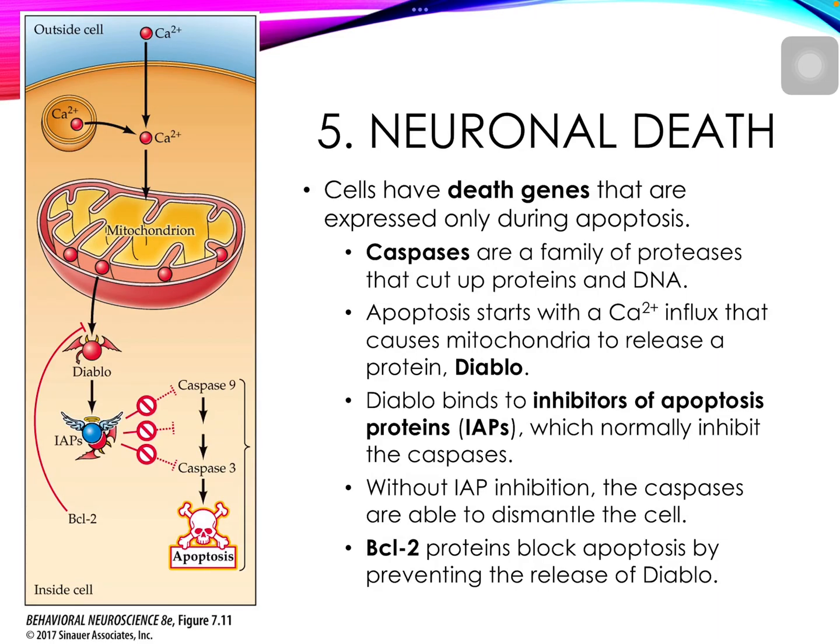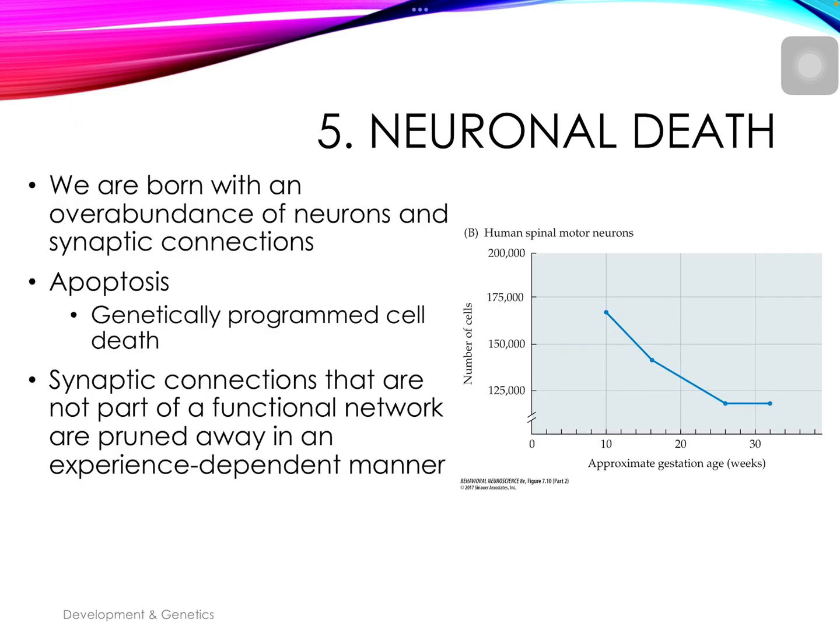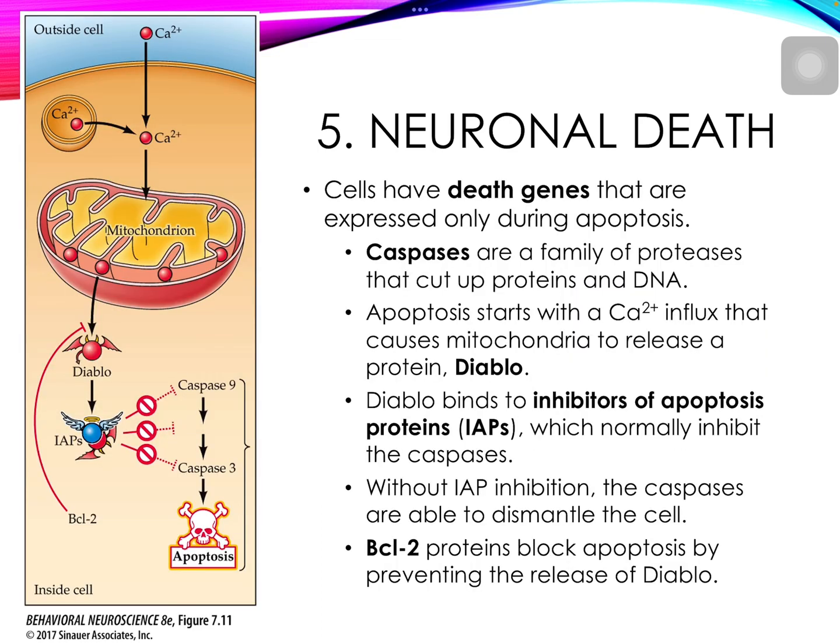So we're going to pick up right where we left off in class. Our previous slide was talking about neuronal death, and we were starting the process of talking about specifically how it occurs in neurons. Now, I would not expect you to know a very detailed process, but I do want you to know just generally how this works. So our cells have death genes. These are expressed only during the process of apoptosis.